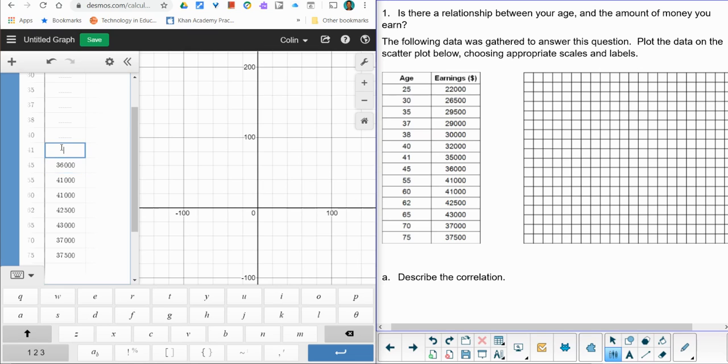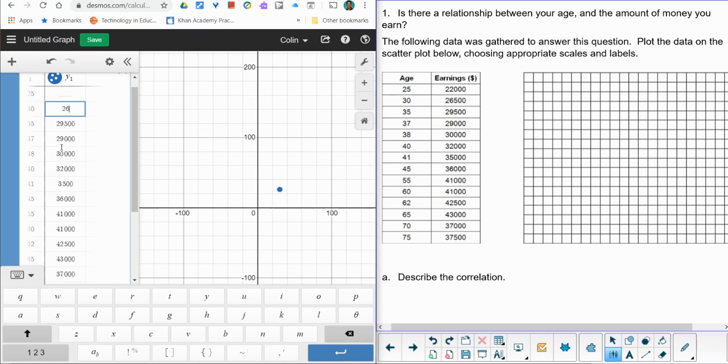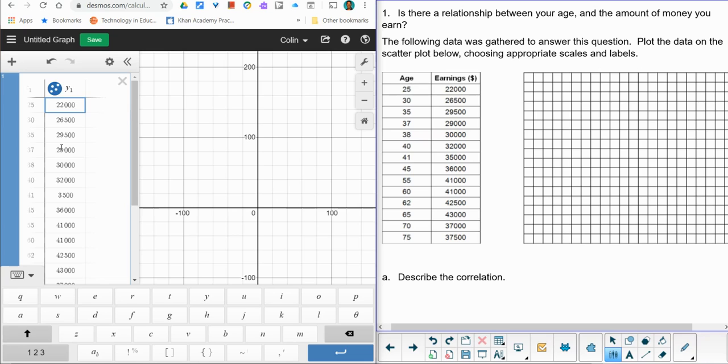36,000. Just double check. I'm at 41 and 3500. Good. 40 and 32,000. Oh, mistake there. Remember outlier. You could form an outlier if you get the wrong number. 30,000 and 29,000. 35 is 29,500. Where are we at? 30 is 26,500 and 22,000. Okay, we have all our data now.